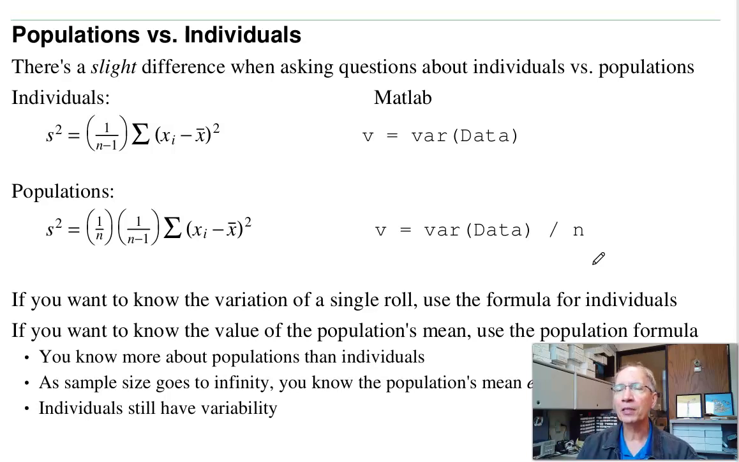So if you want to know something about an individual, you don't divide by n. If you want to know about the population, you do divide by n. So there's kind of a slight difference in the two. Depends upon which one you're talking about.